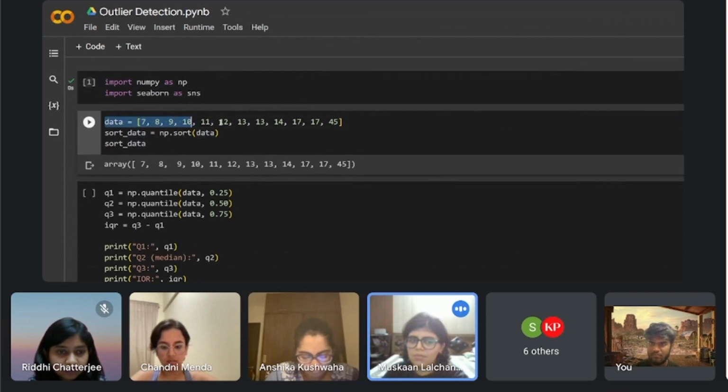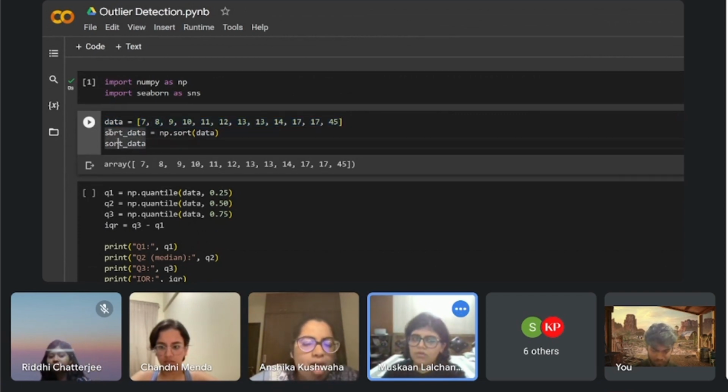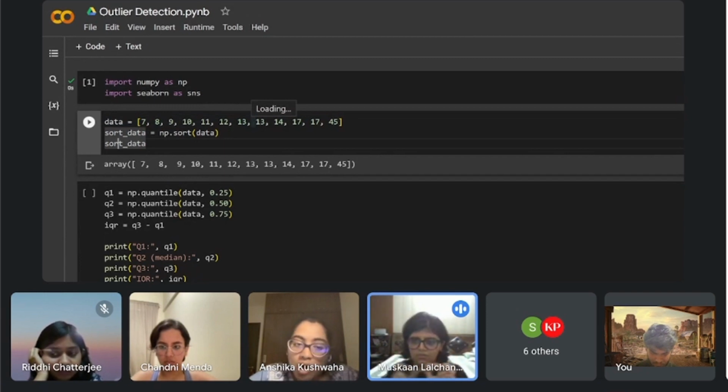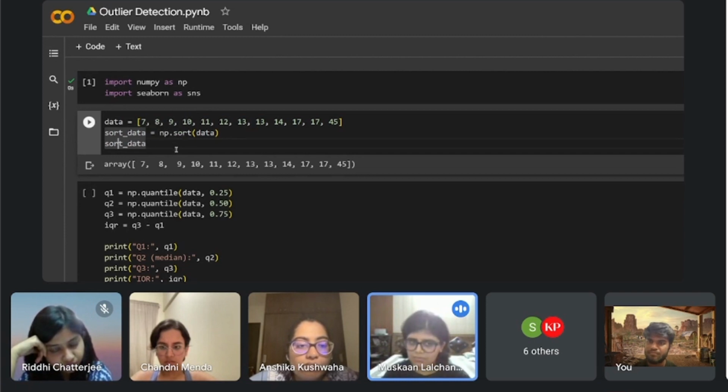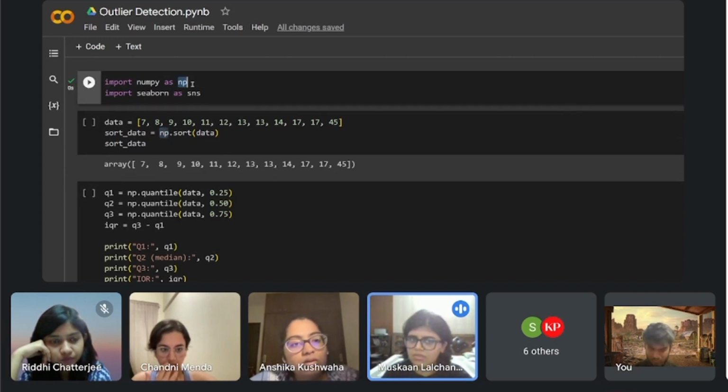Now, I am importing the data, the same data that we used, the same thing you have written down in your notebooks. Now, data is equal to 7, 8, 9, 10, 11, aise karke, which is kafi self-explanatory, right? This line of code is kafi self-explanatory. Next, we will use a feature of the NumPy library. How are we using that feature? Write down the name of the library, NP. You see NP here and you see NP here. It is like a pet name for the library that you have to keep calling if you want to use a feature of that particular library.